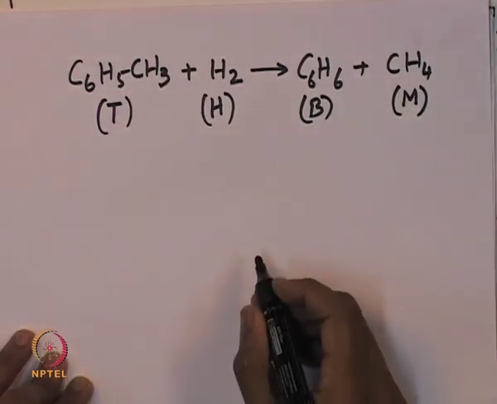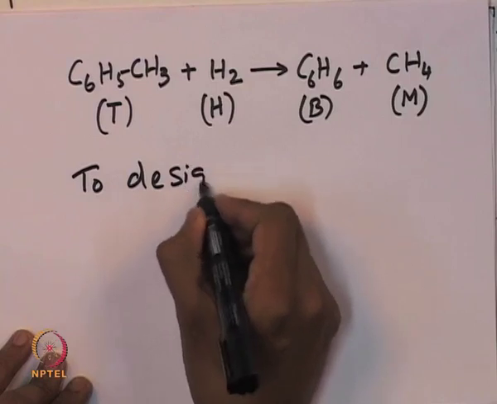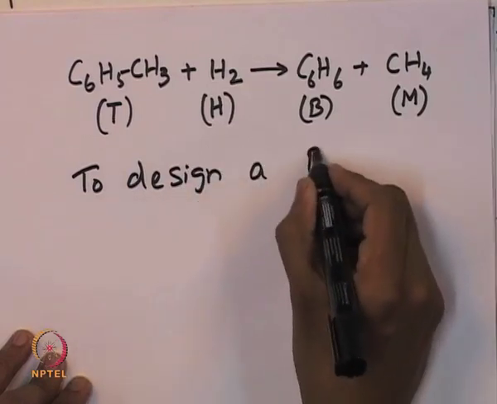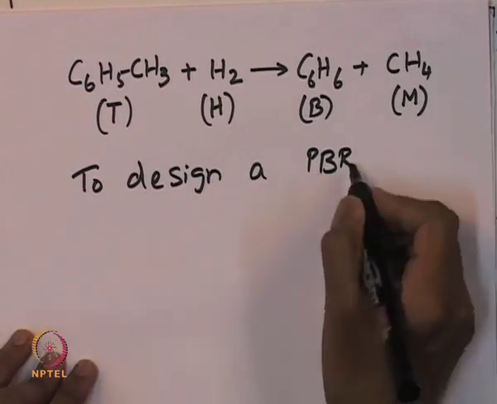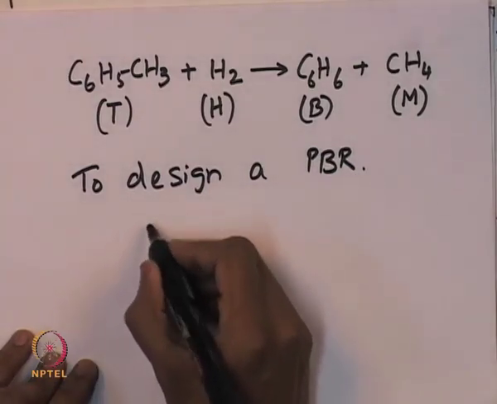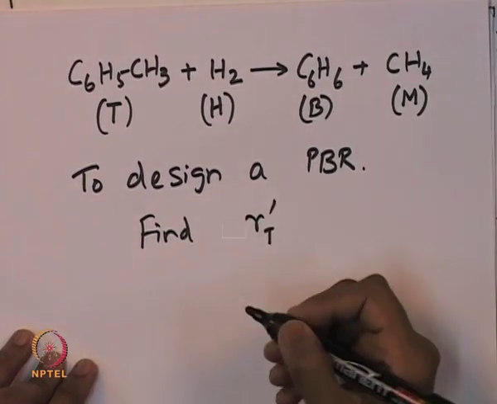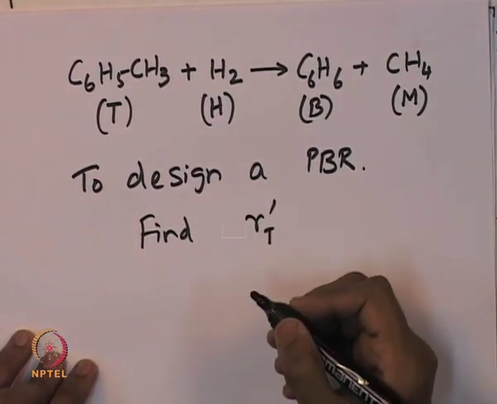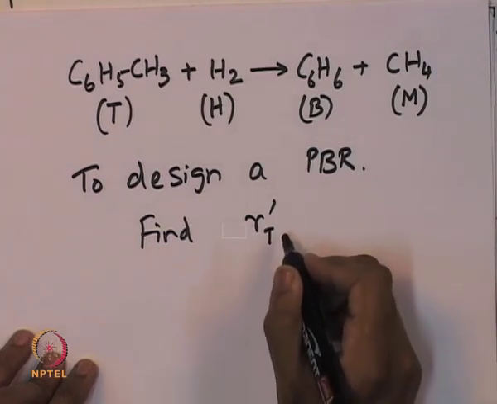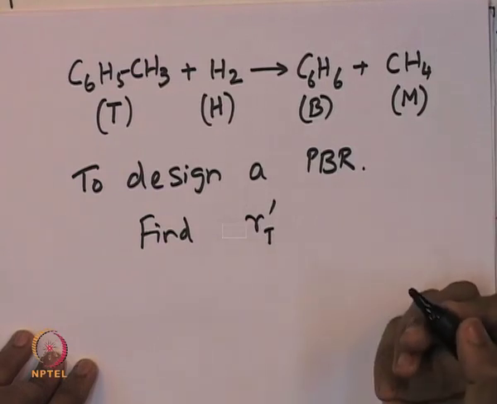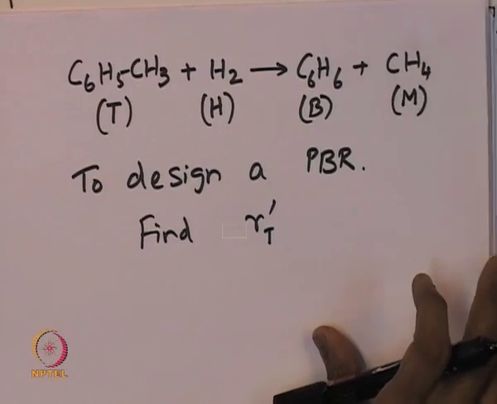Okay. So, the objective is to design a packed bed reactor, which will be henceforth referred to as PBR, and in order to do this we need to find a rate law, that is, we need to find the rate of generation of toluene per unit gram of catalyst or per weight of the catalyst that is used in the packed bed reactor.